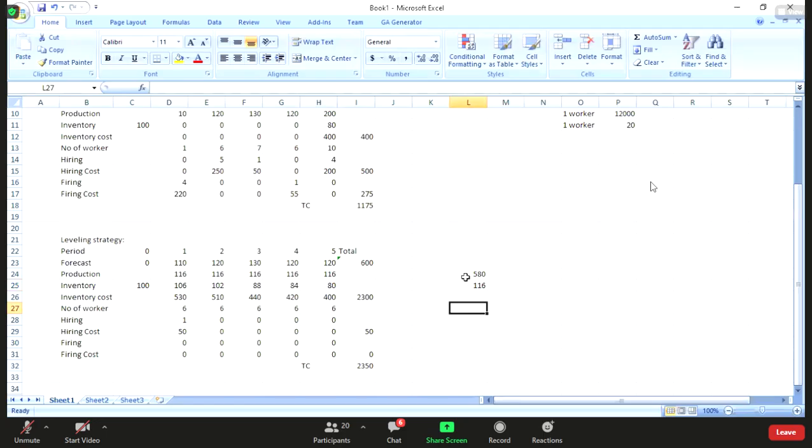But if we want to implement the subcontracting strategy, we just need to select the lowest of this forecast. The lowest of this forecast. The lowest is how many? 110, right? So we need to produce 110, but don't forget, initially we have 100.